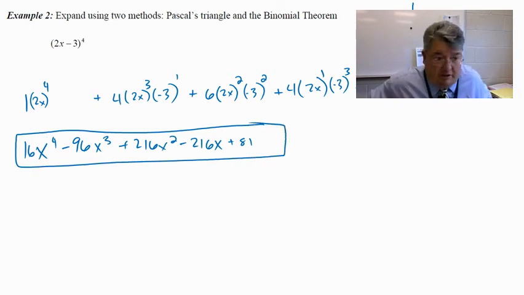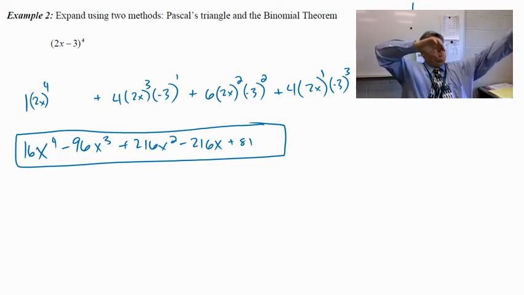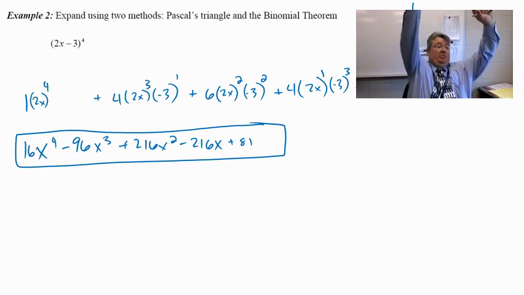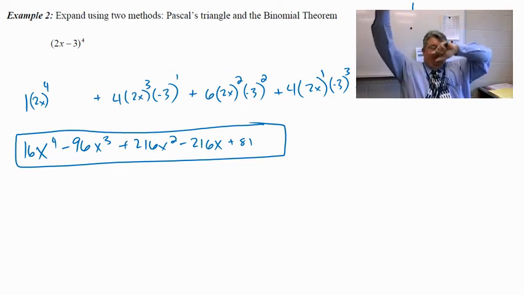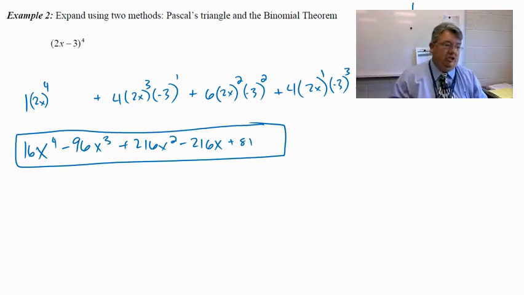Okay, there it is. So I can use Pascal's triangle to look at my coefficients, and then I can just take the first term and bring it to the power that's on the binomial and go down with each term. Take the second term, go up the other way.